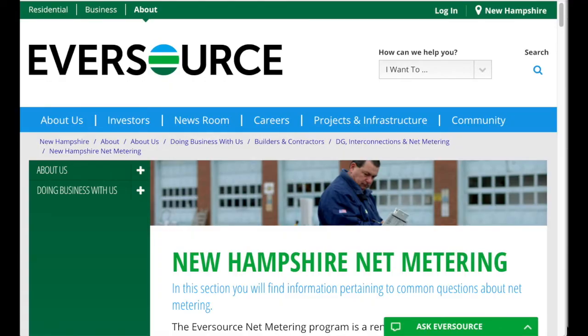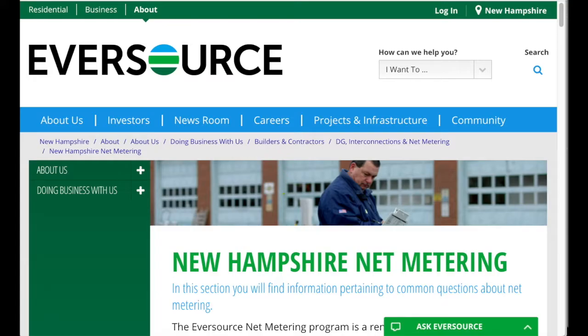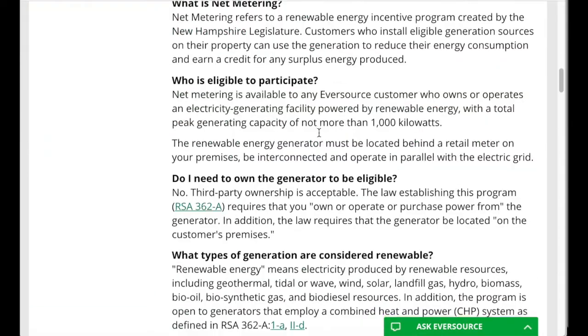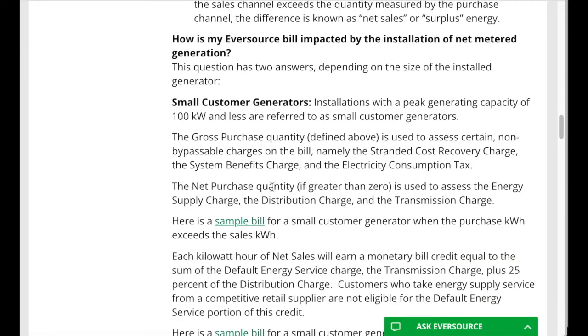But for now, you'll need to examine your utility's website to understand their net metering rates. This may take some digging around, and you may also try your state's Public Utility Commission. They may have information on rates, or at least more information about net metering for you to reference. Regardless, for Eversource, they describe something called net purchases, shown down here. And the net purchase is the energy supply charge plus the distribution charge and the transmission charge.